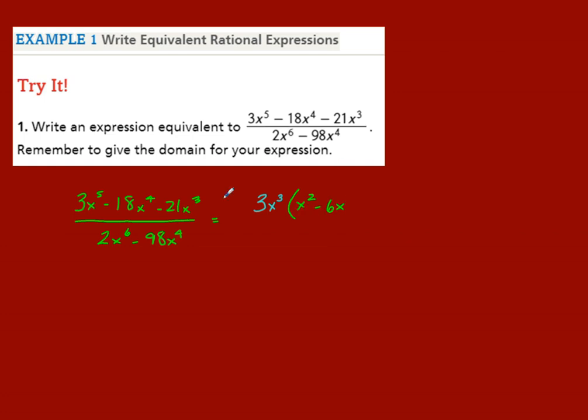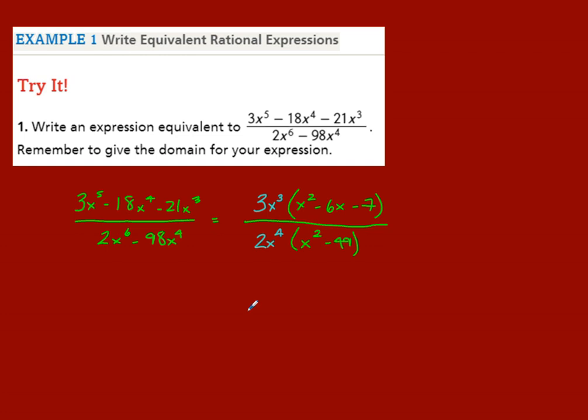x cubed times x is x to the 4th. Minus 7. That's what I have left from my original. I factored out 3x cubed. You have to know how to do that, or this section is going to be very long for you. On the bottom, what can I factor out? I can factor out a 2, both of them are even, and an x to the 4th. And what's left is an x squared minus 98 divided by 2 is 49, and that's what I have left.